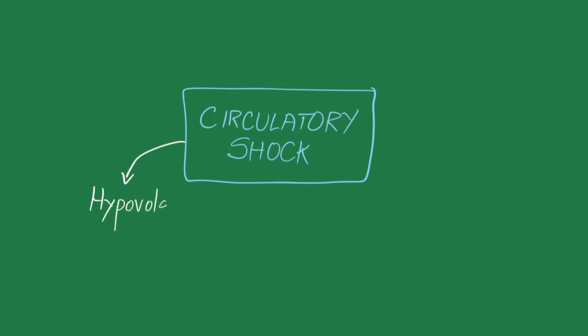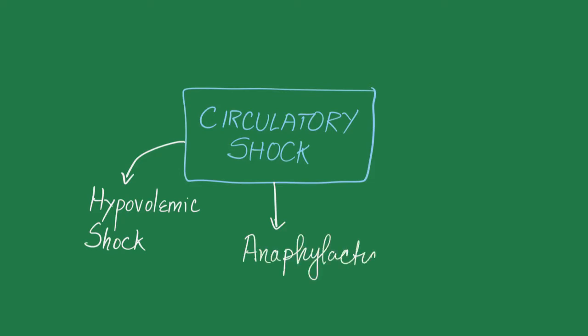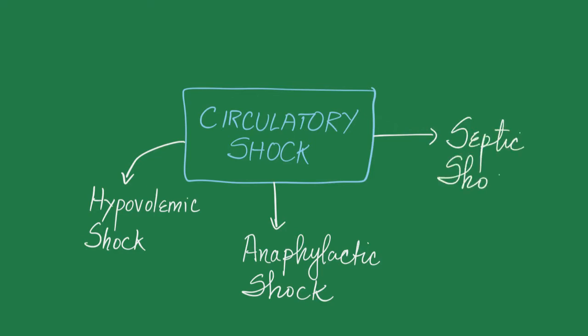Hypovolemic shock, which means shock due to low volume of blood. This can happen due to trauma or injury and blood loss. The next one is anaphylactic shock, which is caused by an allergic reaction that is very severe. The third type of shock is called septic shock, and this is caused by a bacterial infection.